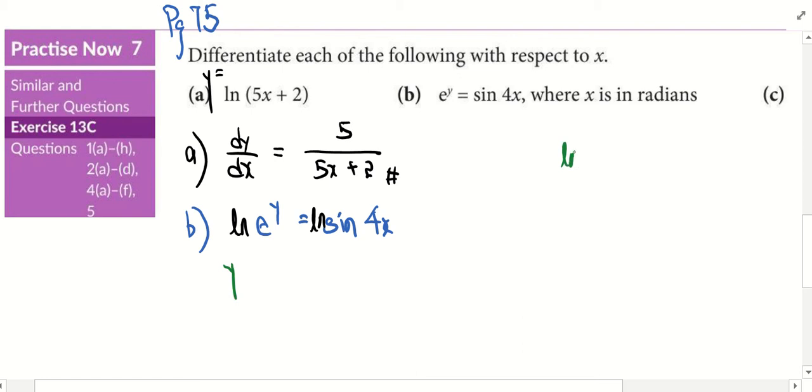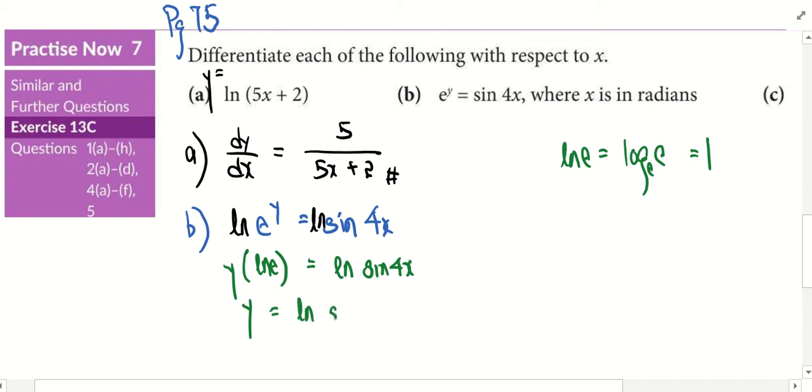Oh, but take note. What is ln e? ln e is the same as log e to base e, and this will give us 1. Okay? So actually, even if you bring y in front, ln e, eventually you will still get 1. So y is equal to ln of sin 4x. Okay? Now, are we ready to continue?